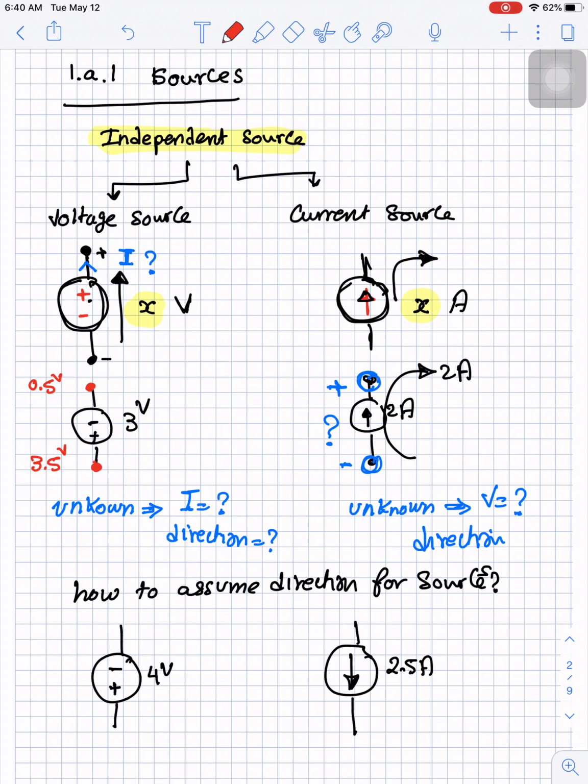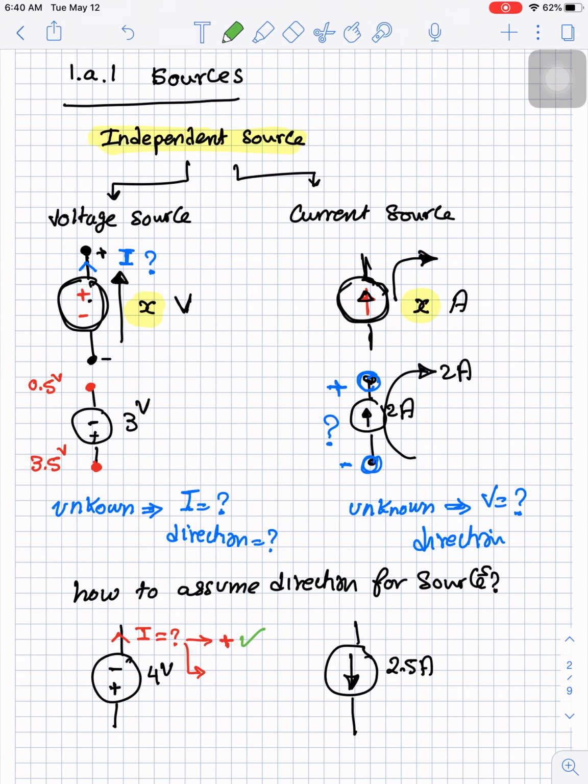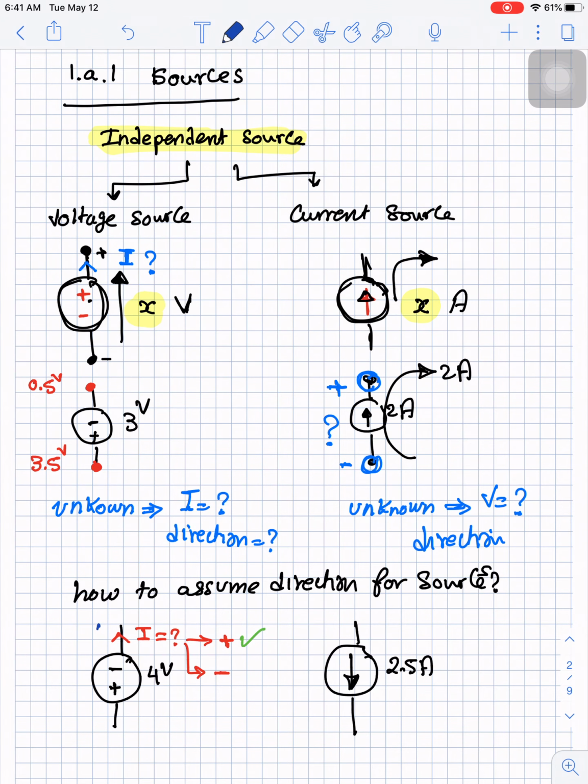So someone can say, okay, I will assume that the current is going in this direction, and this current is unknown. Then he will go and solve the circuit, and after solving the circuit, he has 2 probabilities. One probability is that he will get a positive value, and if he gets a positive value, this means that his assumption was correct. Or maybe after he solves the circuit, he will get a negative value, and the negative value just means that the assumption you assumed at the beginning is not correct, and actually the current is going in this direction.